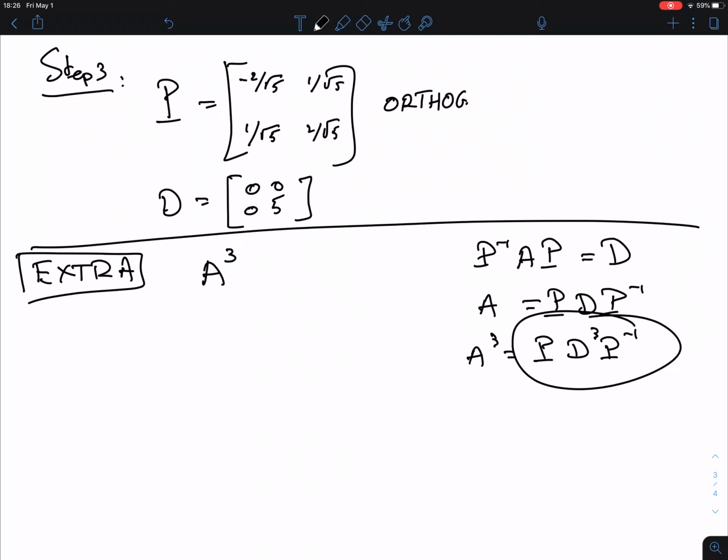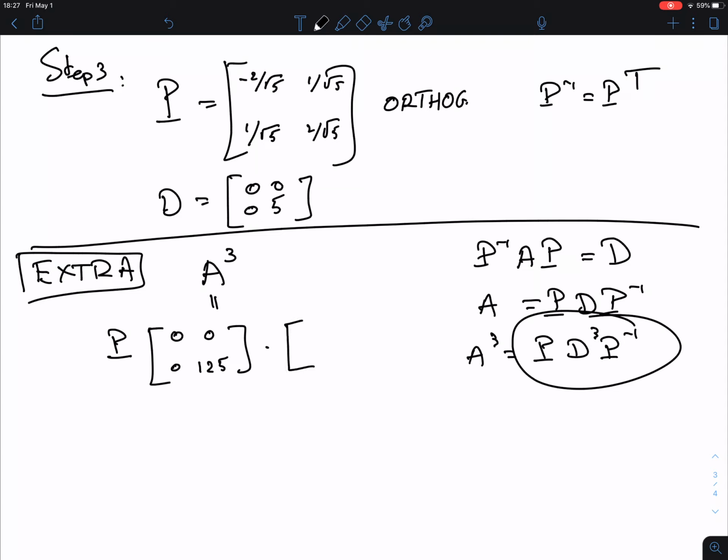Now D cubed was easy, so this would have been what? P times D cubed. Taking the cube of a diagonal matrix is just taking the cube of the diagonal elements, that is 0, 0, 0, 1, 25. And then P inverse. But P inverse is P transpose, because it's an orthogonal matrix.